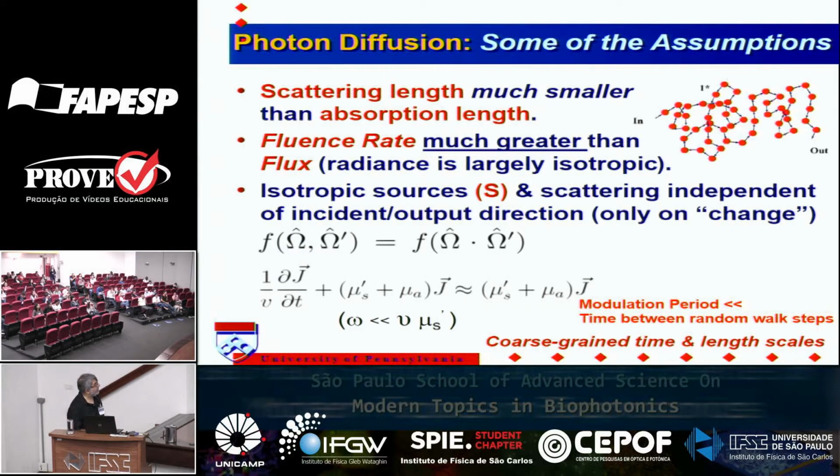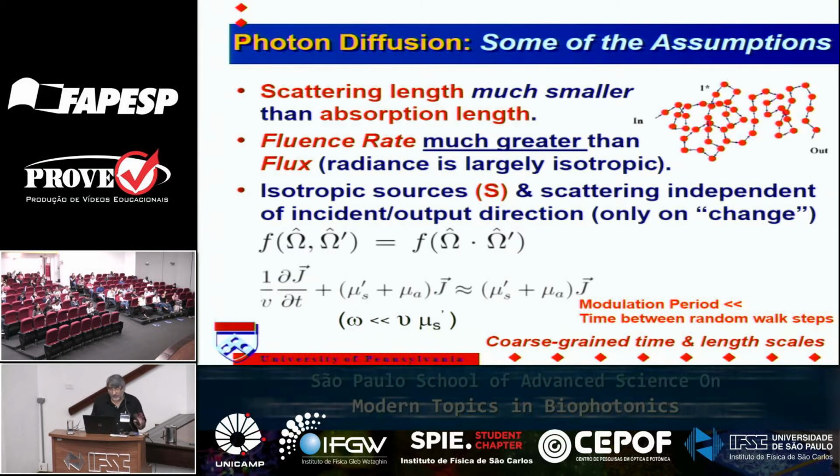Okay, so then I've assumed a few other things that I've swept a little bit under the rug. I've assumed that my sources are isotropic, and I've assumed that the scattering in the tissue doesn't depend on the angle itself, it just depends on the difference in the angles. That's a statement about the form factor. And then finally, I've assumed something about the modulation period, the time variation if you like, of the radiance compared to the time between the random walk steps.